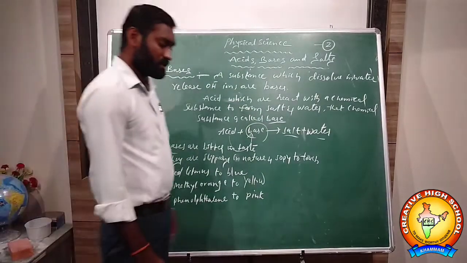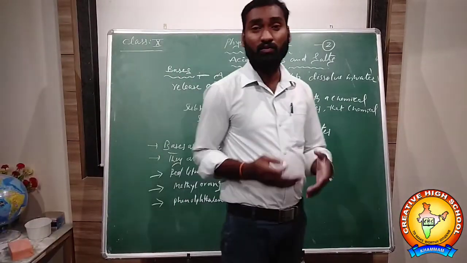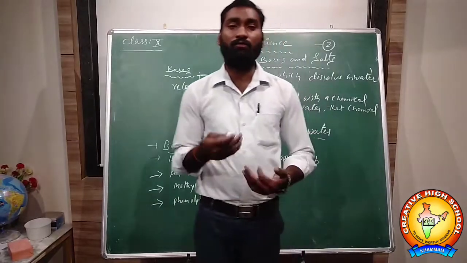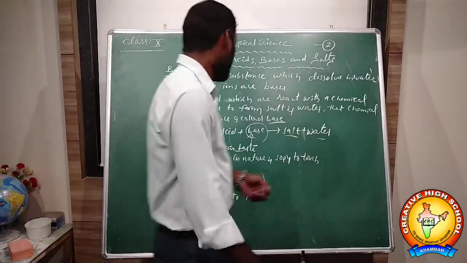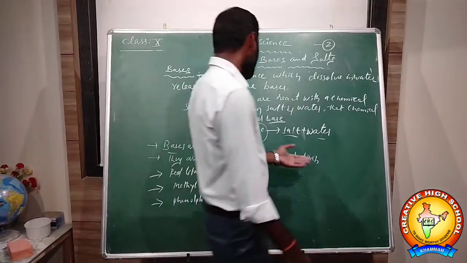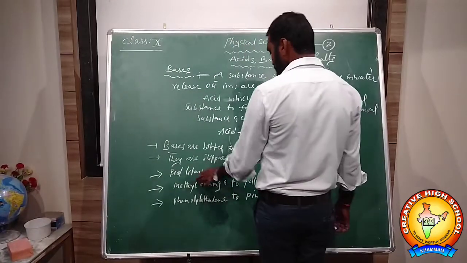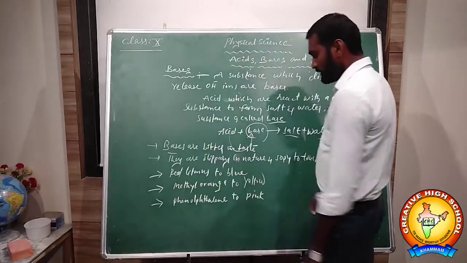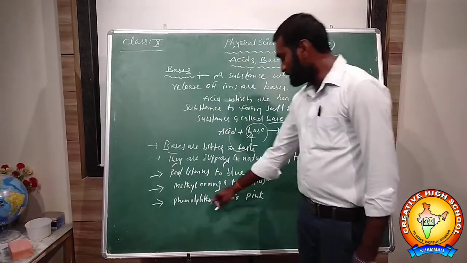Some of the bases are very strong. They can also cause blisters and are harmful to human beings. So bases are bitter in taste, very slippery in nature and soapy to touch. Red litmus turns to blue, methyl orange solution to yellow color, and phenolphthalein to pink color.